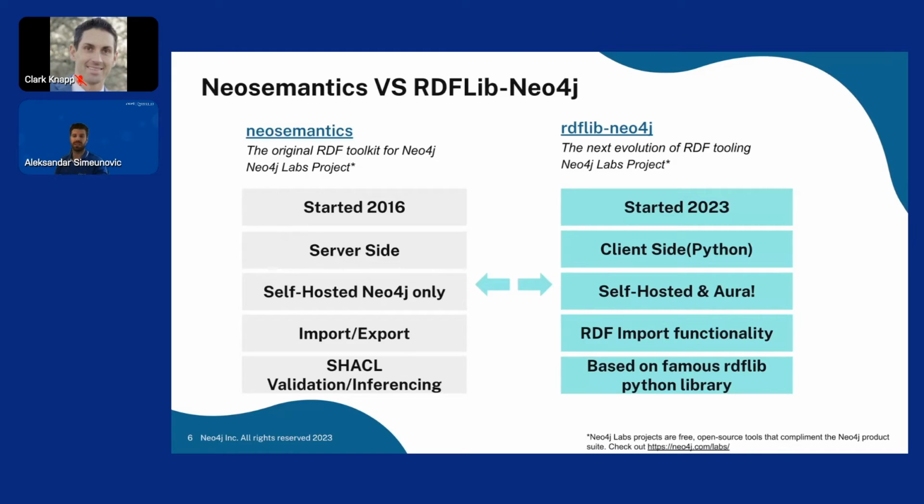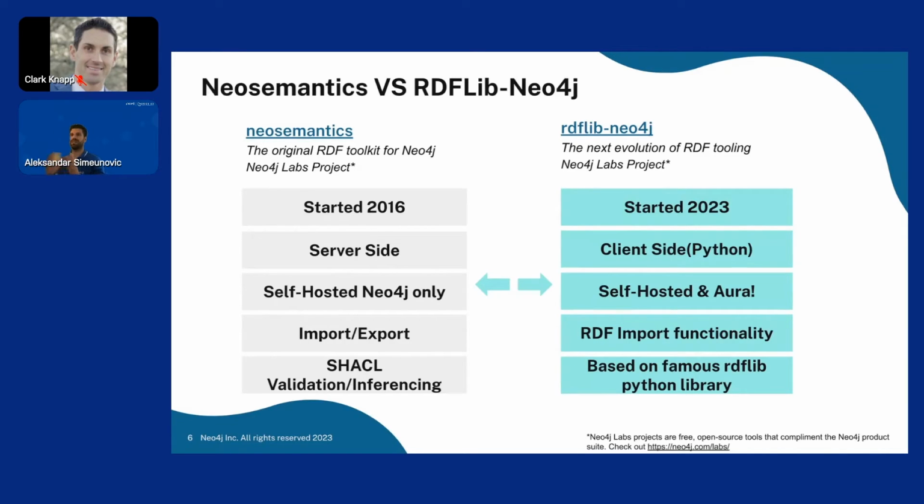SHACL validation and inferencing is available in NeoSemantics, while on the other side, what's really cool about RDFLib Neo4j is that it's based on another famous Python library called RDFLib. And in RDFLib, you can have different backends. If you're doing data ingestion through RDFLib to, let's say, Postgres, if you have a pipeline for that, you don't have to change your pipeline. The only thing you have to change is using RDFLib Neo4j and change the store implementation, and you can basically reuse the entire code base and ingest data into Neo4j instead.